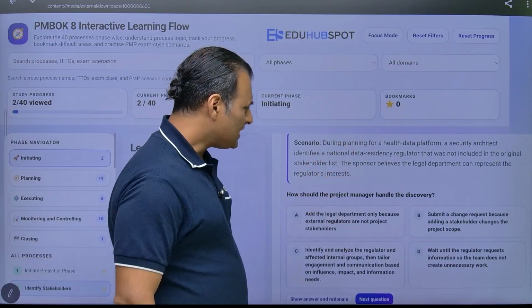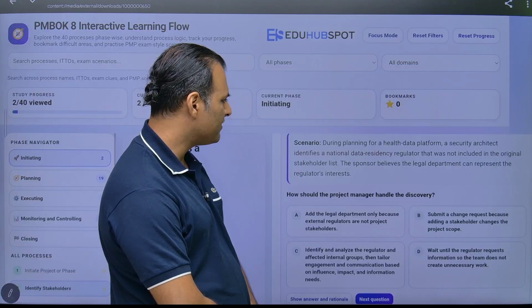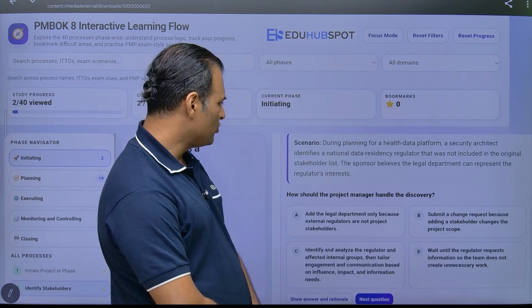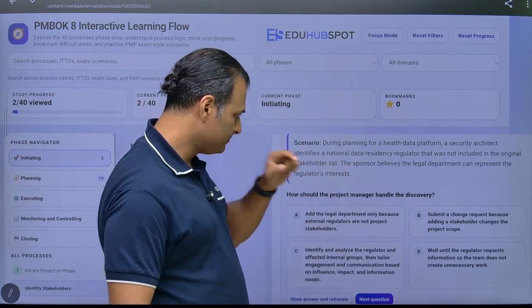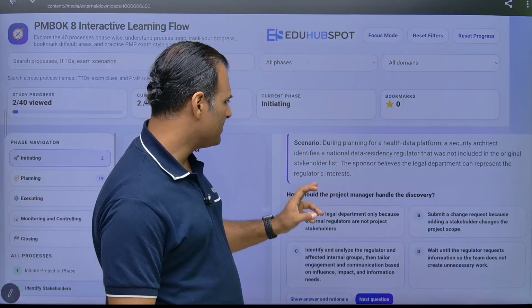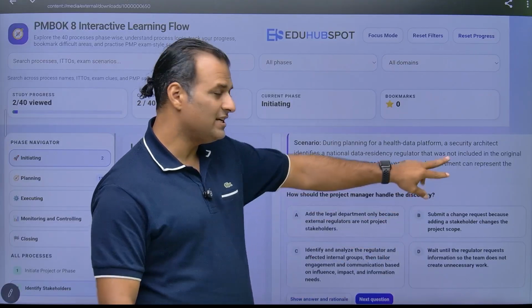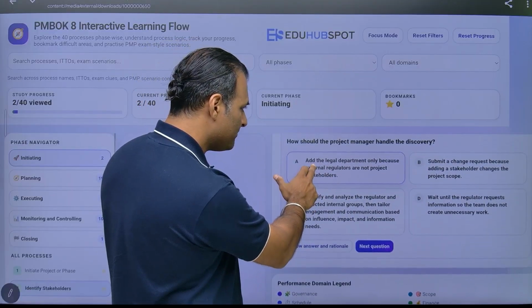Okay, during planning for a health data platform, a security architect identifies a national data residency regulator that was not included in the original stakeholder list. So it's basically a new stakeholder which got added. The sponsor believes that the legal department can represent the regulator's interest. So the legal department basically is a stakeholder. How should they handle the discovery?